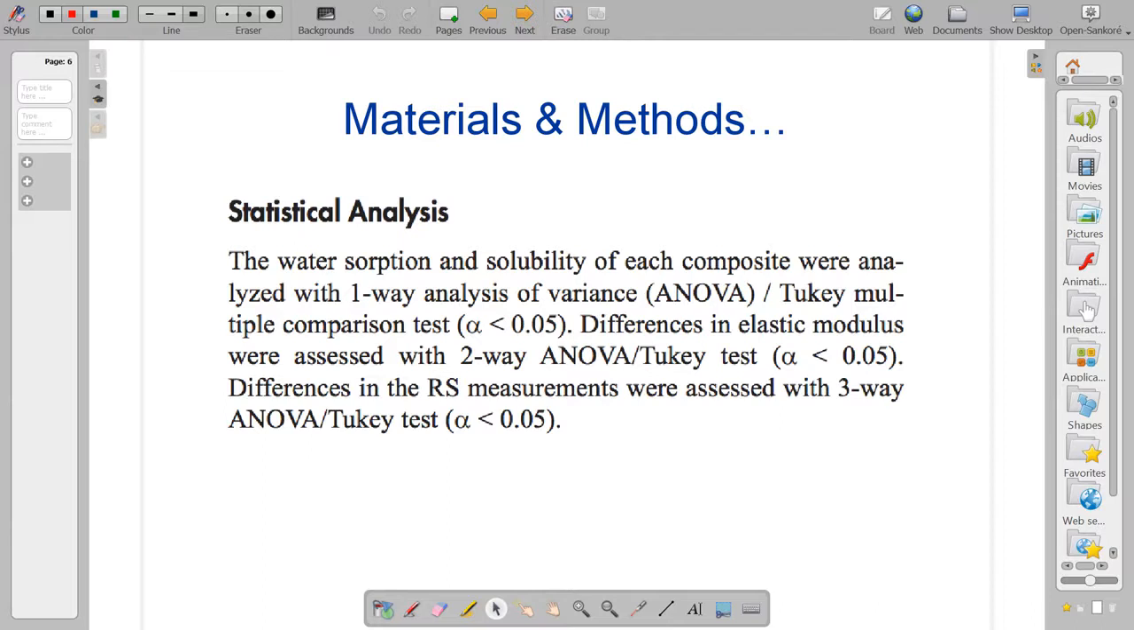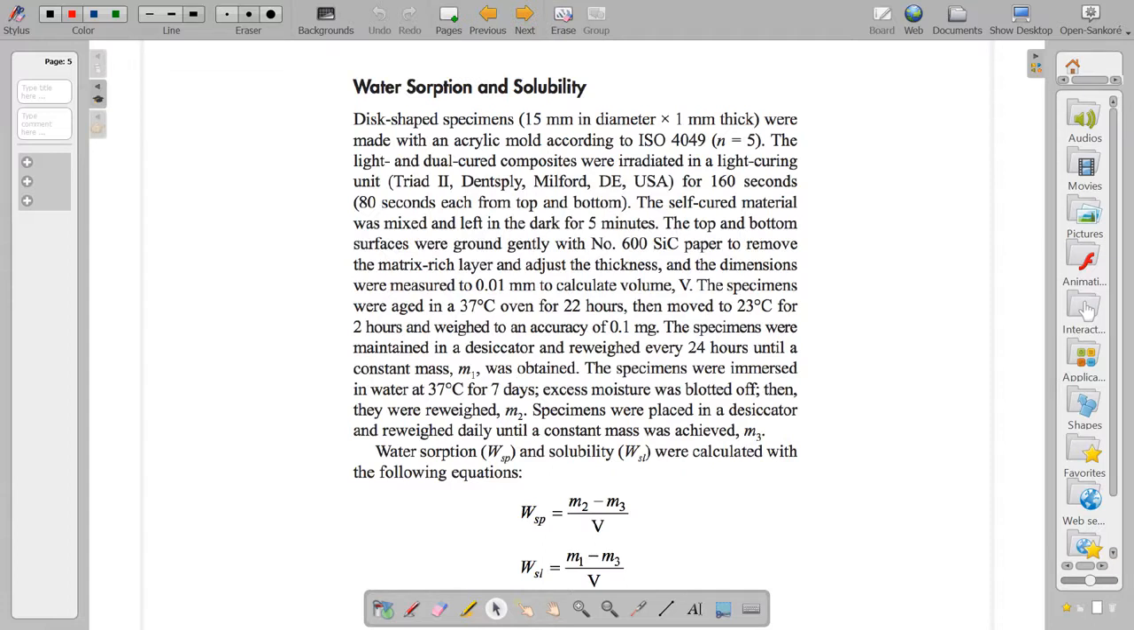Fortunately, I do know what they've done, and in fact, it may surprise you, it is the subject of today's session. They use this thing called analysis of variance and a Tukey multiple comparison test. Now, the key here is that term multiple comparison. Previously, we've been looking at two groups and just comparing two groups. But in this research, they've got more than two groups. They've got multiple dental materials and they want to compare them.